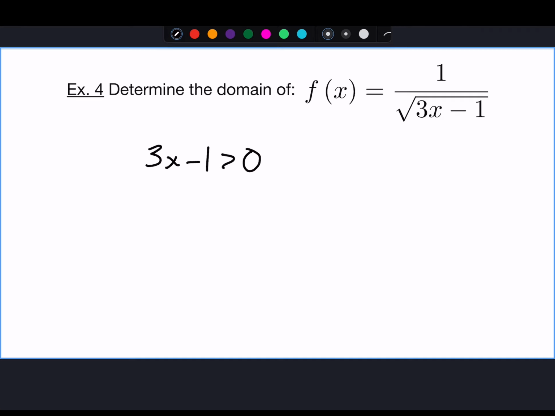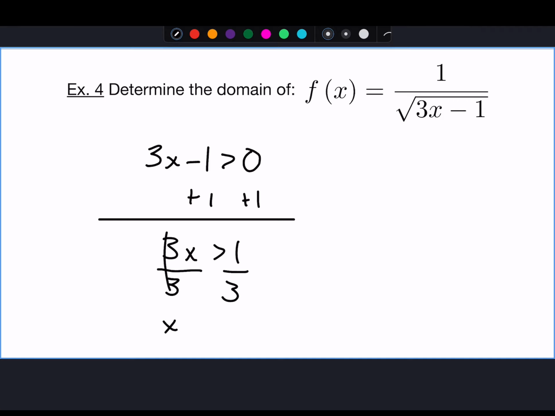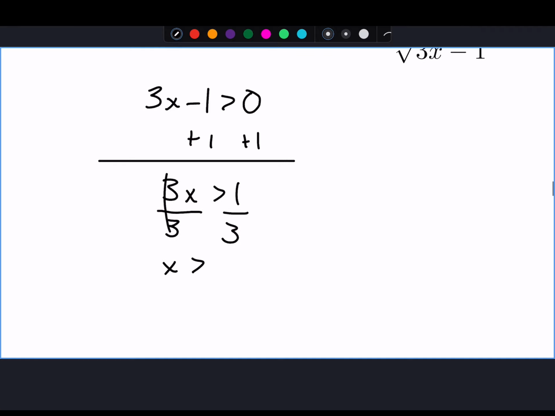So we have 3x minus 1 is greater than 0. How do we solve for x? Add 1 to both sides. And we get that 3x is greater than 1. Divide both sides by 3. And we get x is greater than 1/3. How do we write that in interval notation? It's all the numbers bigger than 1/3. 1/3 to infinity.